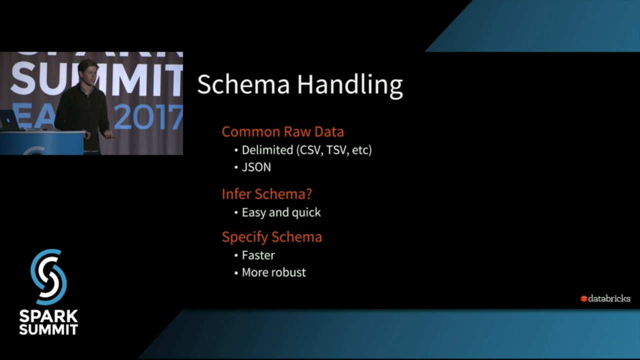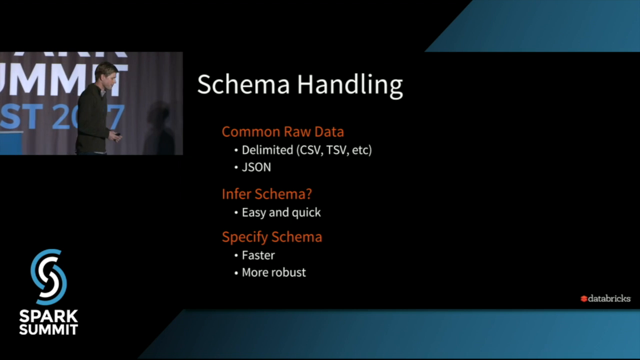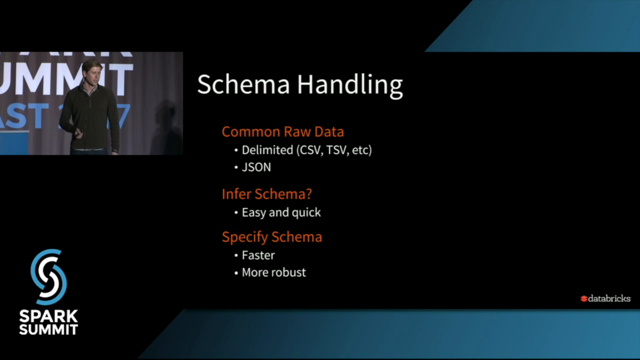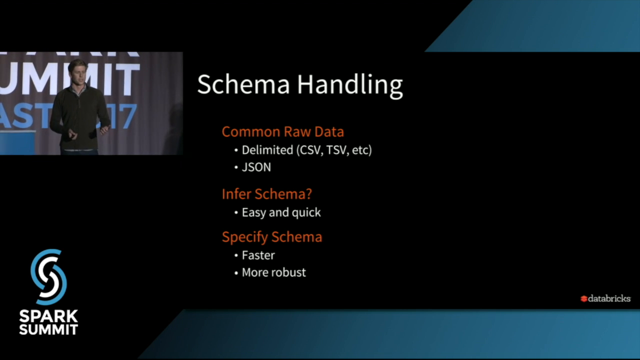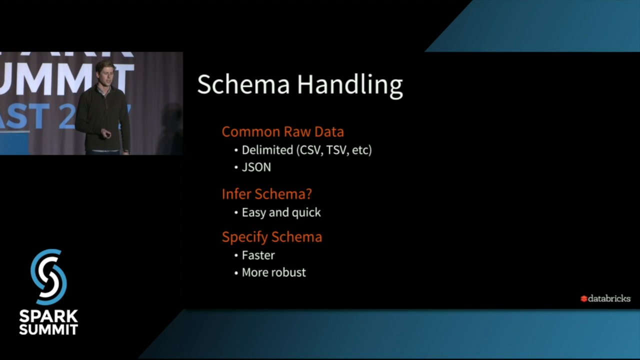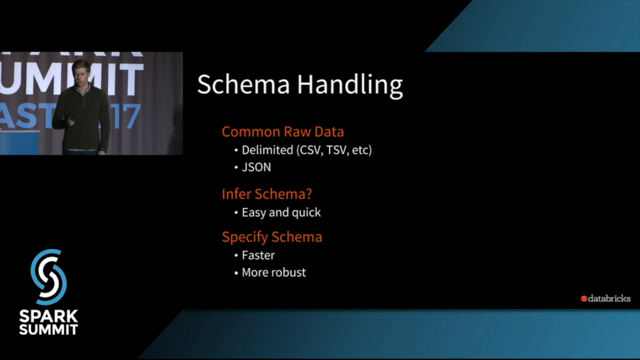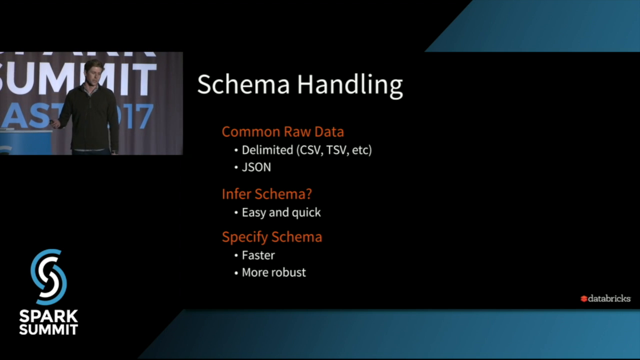So there's a couple of options. Spark makes it very easy to infer the schema directly. It'll actually scan the data set and infer. So it's easy and quick. And then it's a little bit more work to specify the schema, but it's going to be faster and more robust. And I'll show you an approach here in an example that will integrate both ways to make your lives easier when you're writing your Spark ETL pipelines.